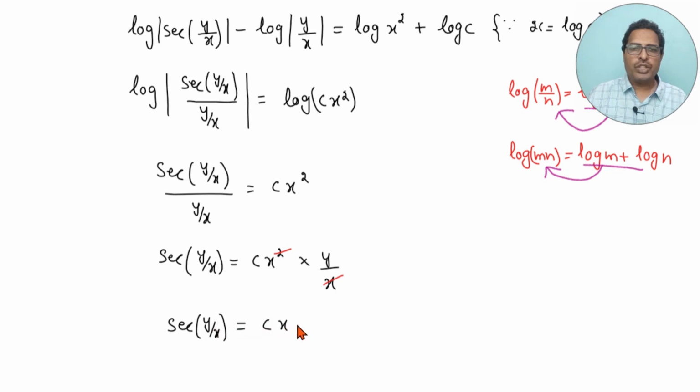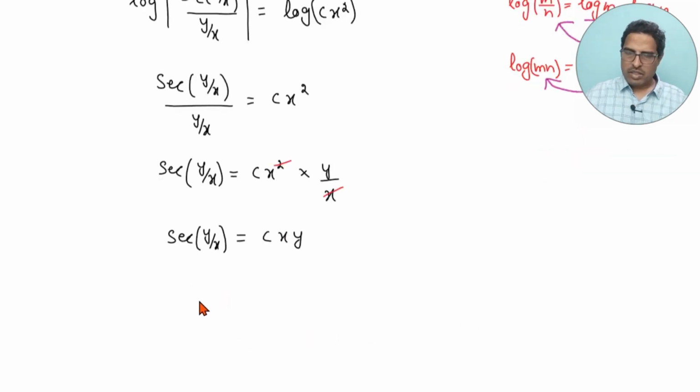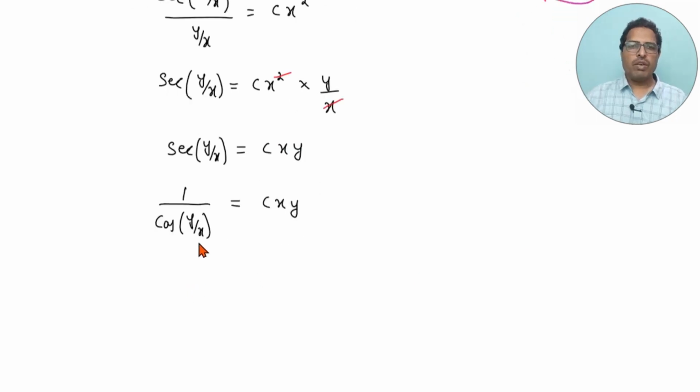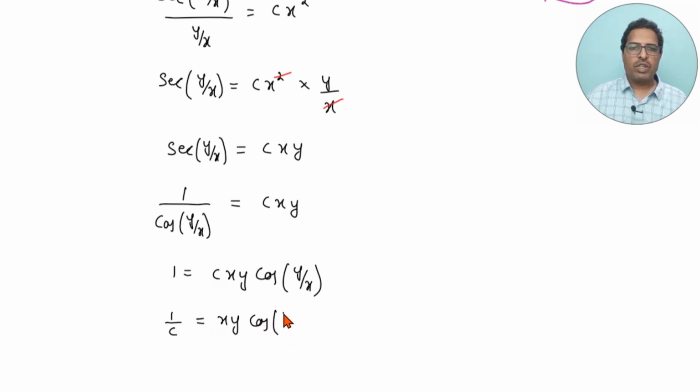The secant can be represented as 1 by cos, so I can write 1 by cos of y by x is equals to c times of xy. If you cross multiply this cos on the other side, we are left with 1 is equals to cxy into cos of y by x. Or cross multiply this c, it becomes 1 by c is equals to xy into cos of y by x.